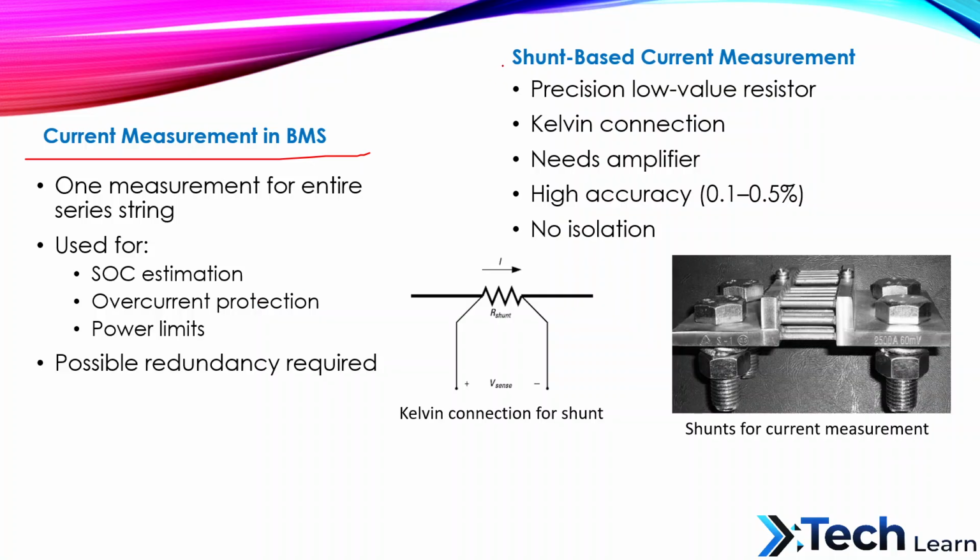Here you can see shunt based current measurement. A shunt is a precision low value resistor. The voltage drop across it is proportional to the battery current.